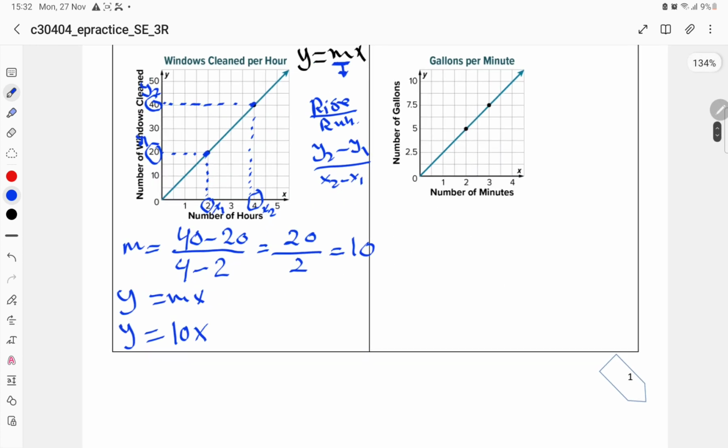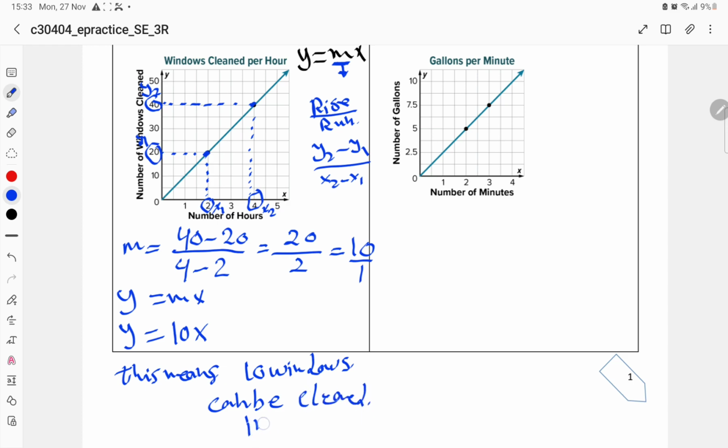We should write the meaning. This means what? What is 20? This is 20, the number of windows. What is x? This is the number of hours, which is 2. 20 over 2 is 10 over 1. So this means 10 windows can be cleaned in 1 hour. So this is the first idea of the questions.